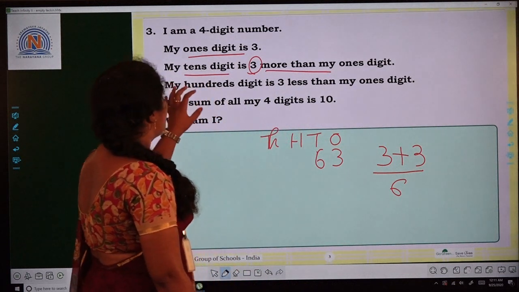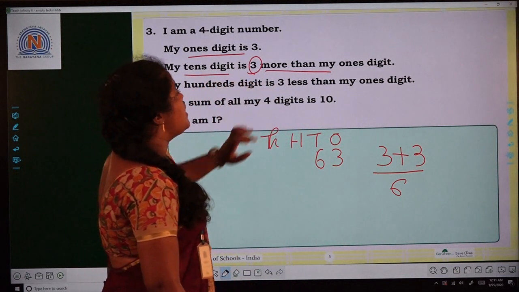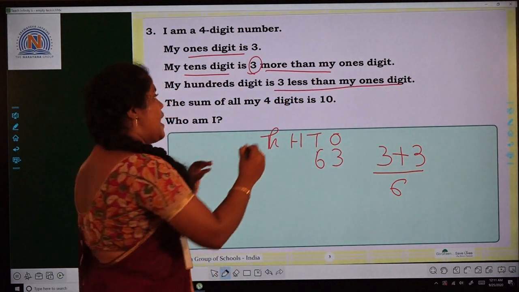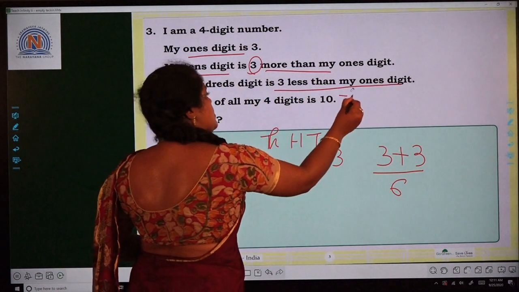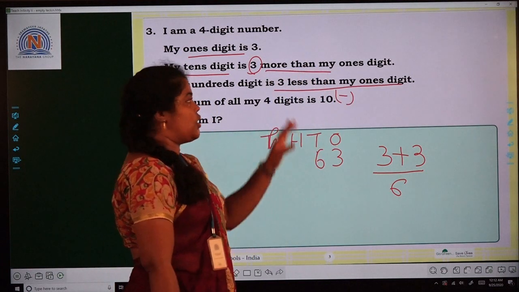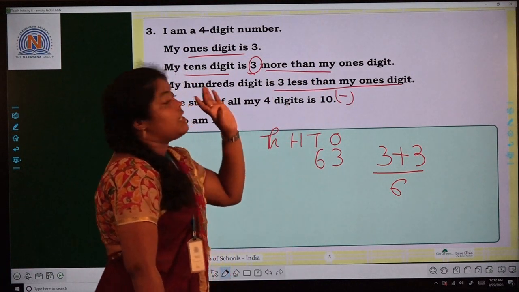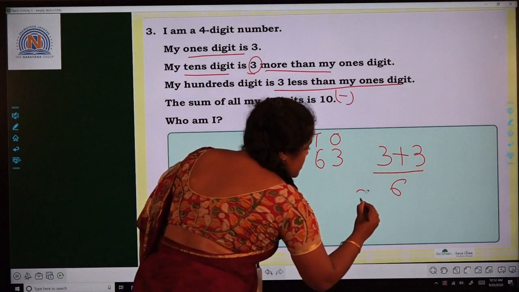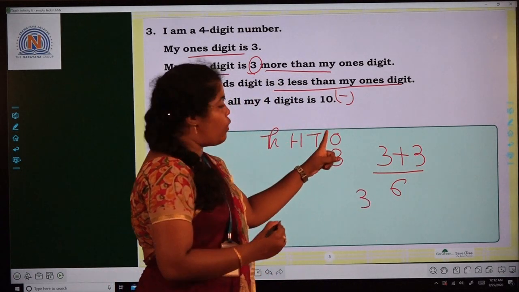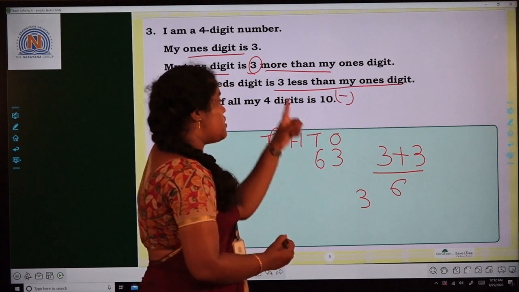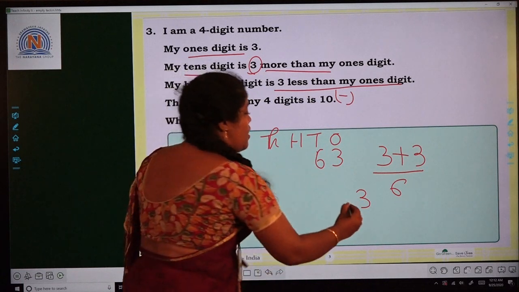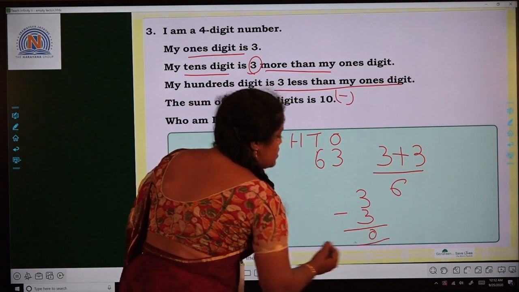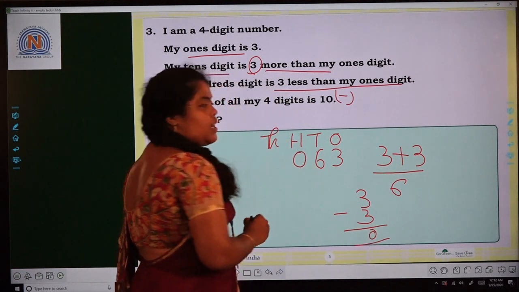Moving on to the third clue. My hundreds digit is 3 less than my ones digit. Less than means we have to do subtraction. It is the keyword for subtraction. What is the ones place digit? 3. The hundreds place digit is 3 less than 3. 3 minus 3 we get 0. So the hundreds place digit is 0.